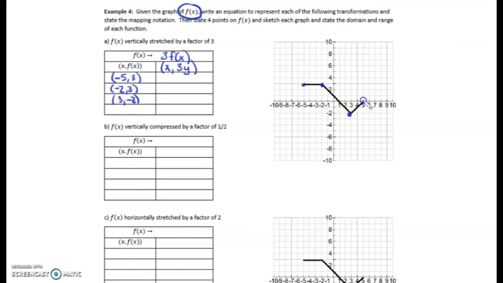And we get 5, 0. Okay, and we're going to use this base graph for all of them here. So we're going to leave all the x's as they are: -5, -3, -2, 3, 5. And we're going to take every single y value and multiply it by 3. So 9, 9, -6, 0. That's just quick mental math.